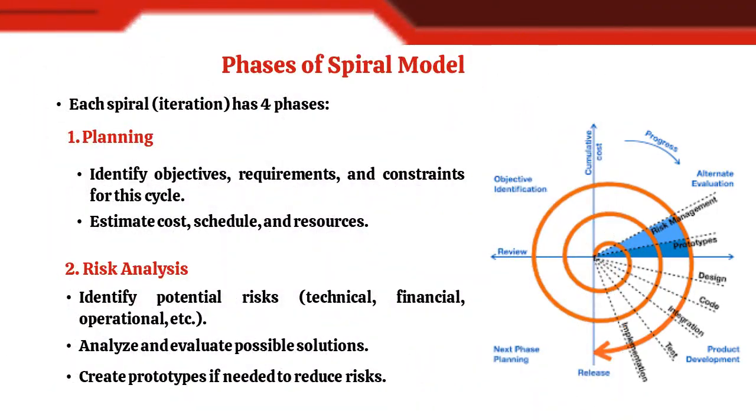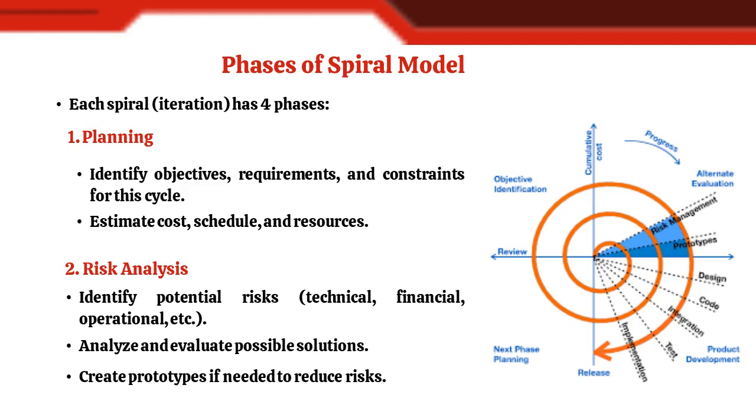There are 4 phases in the spiral model. The first phase is planning. Here, the team identifies the objectives, requirements and constraints for the current cycle. They also estimate cost, schedule and resources needed. Think of it like setting a roadmap for the specific round of development. Without a solid plan, the cycle may fail.